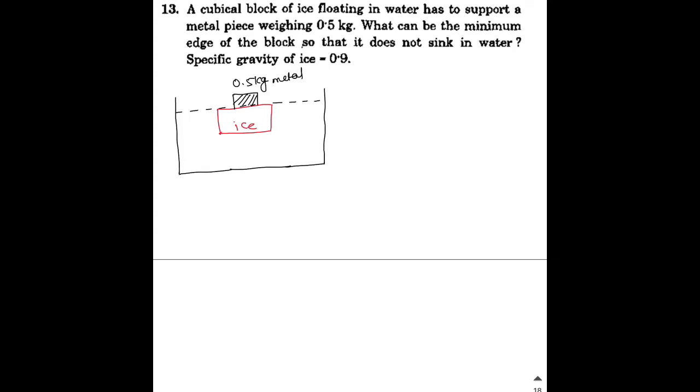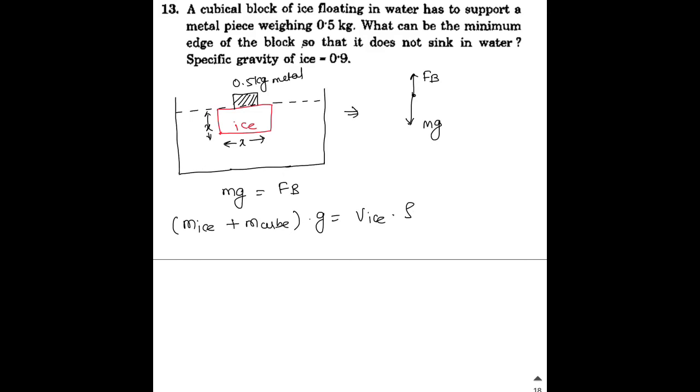What can be the minimum edge of the block so that it does not sink? Block means what is the minimum value. For example, if this is x, this is also x. So we need to find the value of x so that it will not sink. As we all know, it is the law of flotation: whatever force acts downward, if the upward acting force is equal, it will not go down. So downward acting force is nothing but mg, upward acting force is nothing but the buoyant force. So we can write mg should be equal to the buoyant force, where mass is mass of ice plus mass of the cube that has been kept over, into g, should be equal to volume of the ice that is inside the water into g.